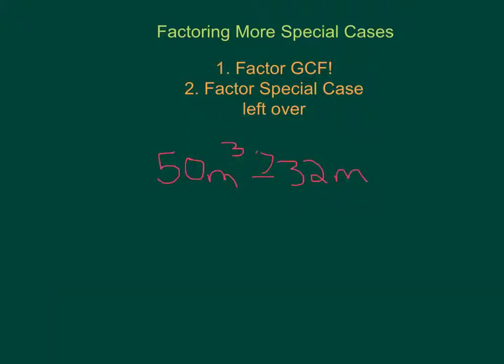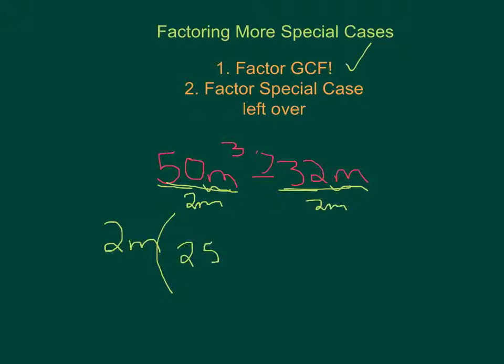Okay, here's the last example. Our first step, let's find the greatest common factor. In both of these cases, we have, let's see, 50, 32. I believe the greatest common factor is 2, but if you notice, they both have a variable, so you have to take 2m out of both. And now we have to divide both of these terms by 2m. So 50 divided by 2 is 25, and m to the third divided by m is m squared. And then minus 32 divided by 2 is 16.